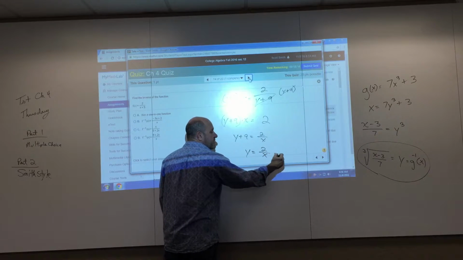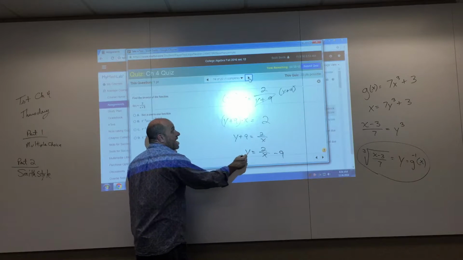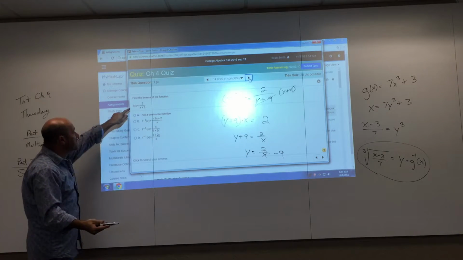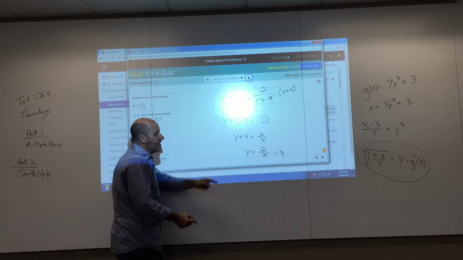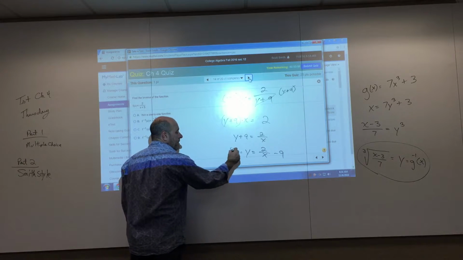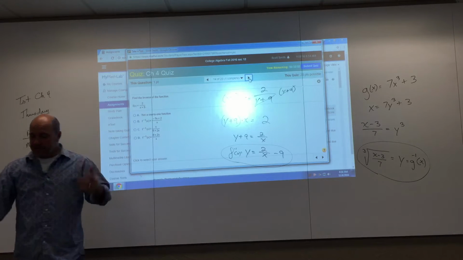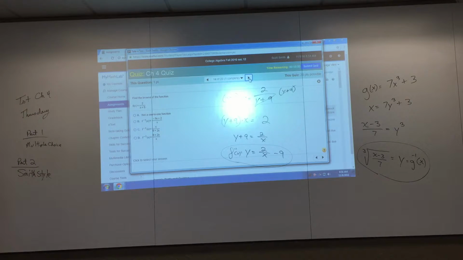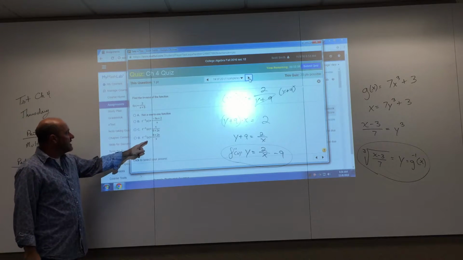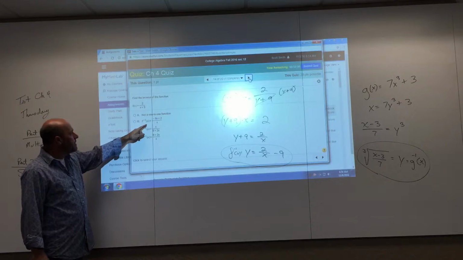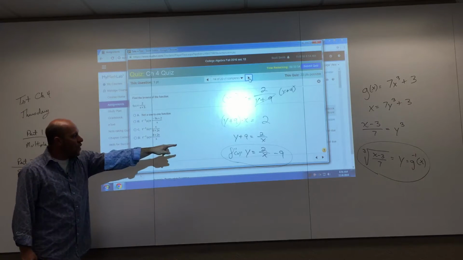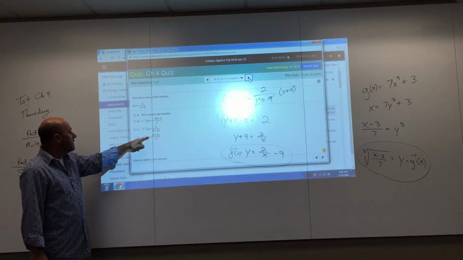2 over x minus 9. This y is the inverse function. This was f of x. This is f inverse of x. Now, check this out. Is this up here? I got a feeling he may not even be up here. Yeah, see? Look, he's not even up here. 2 over x minus 9.